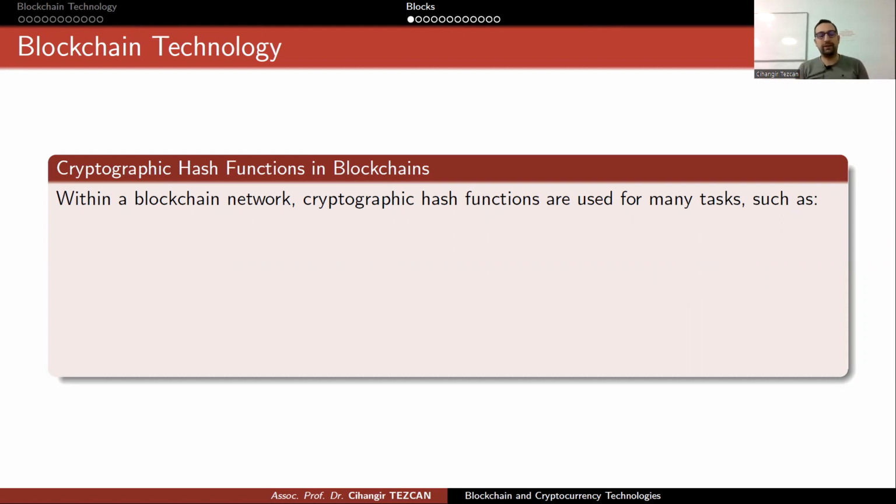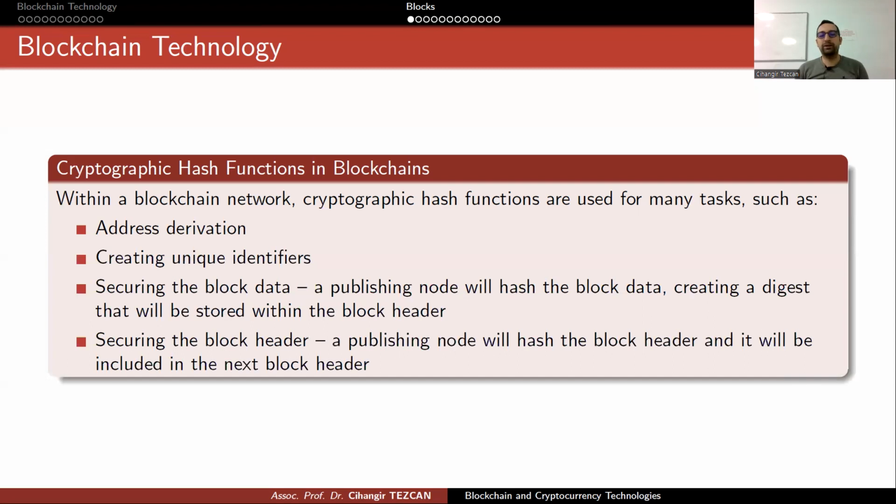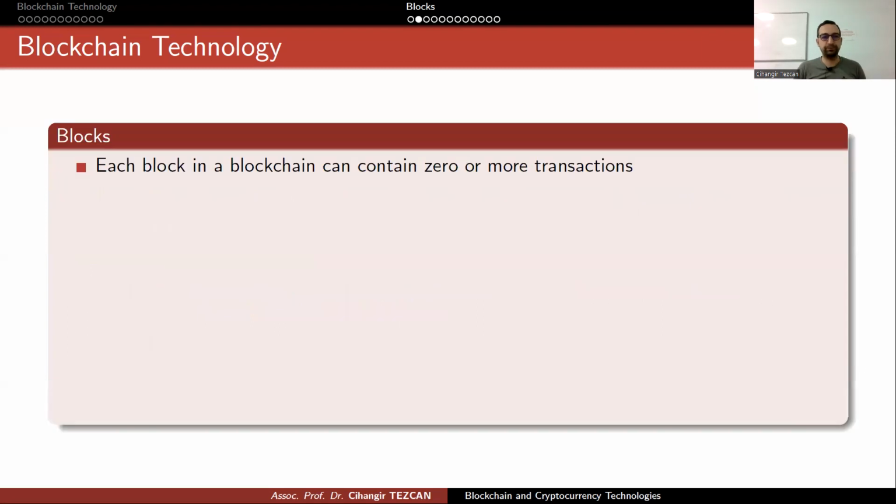So we already know what a cryptographic hash function is and how they are used, but in blockchains, they are used for many purposes. Within a blockchain network, cryptographic hash functions are used for many tasks, such as address derivation, creating unique identifiers, securing the block data. A publishing node will hash the block data, creating a digest that will be stored within the block header. Securing the block header, a publishing node will hash the block header and it will be included in the next block header. So this is how you link it. So hash functions are used for these purposes.